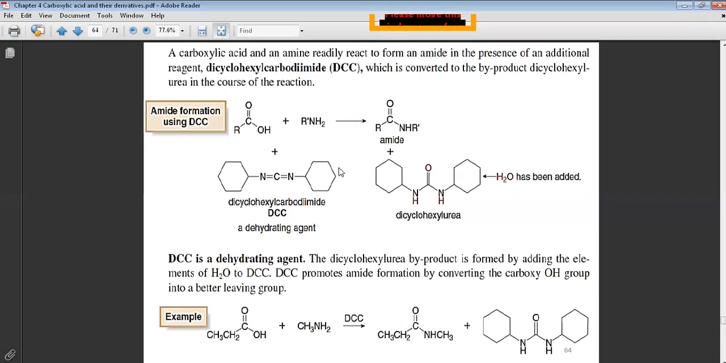Now the DCC, this is the byproduct formed by adding the elements of H2O to the DCC. The DCC promotes amide formation by converting the carboxylic acid OH group to a better leaving group. Now you have this carboxylic acid and here a primary amine. With DCC, of course, it will give you a secondary amide. Nitrogen, carbon is a secondary amide.